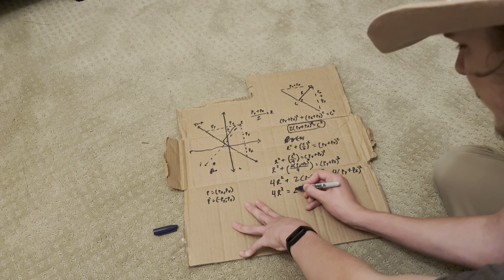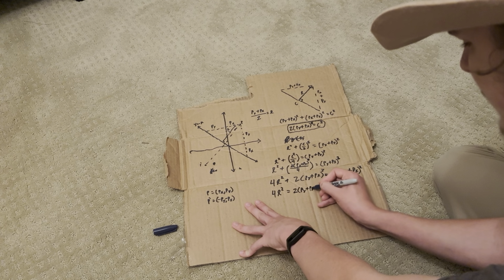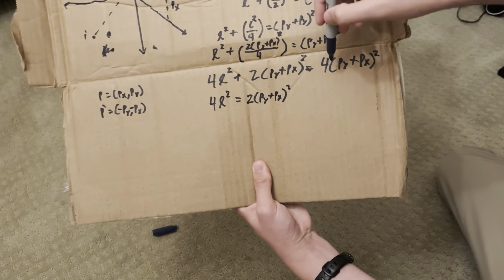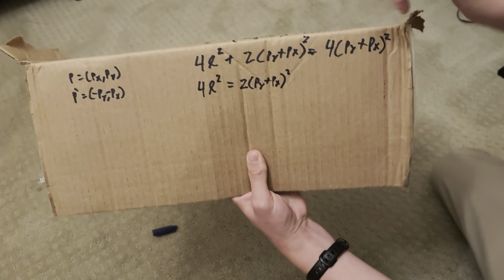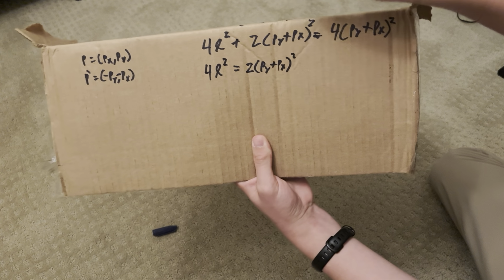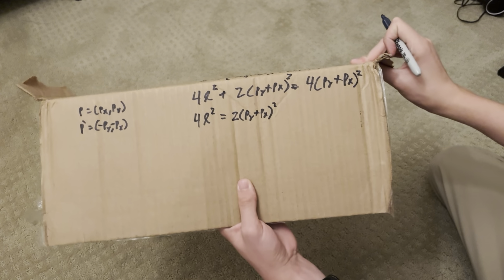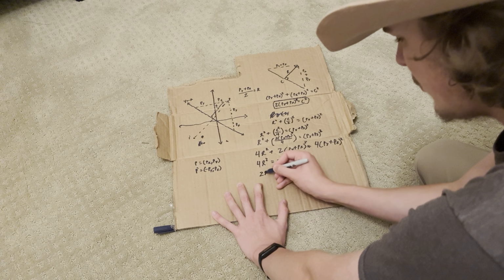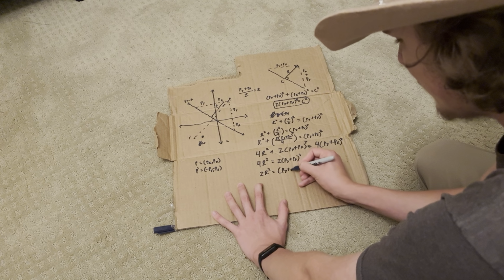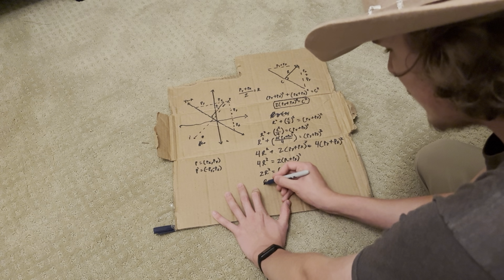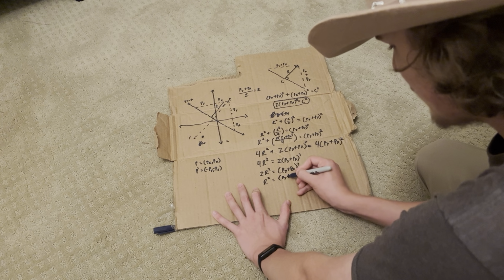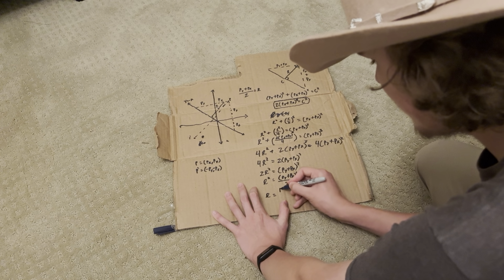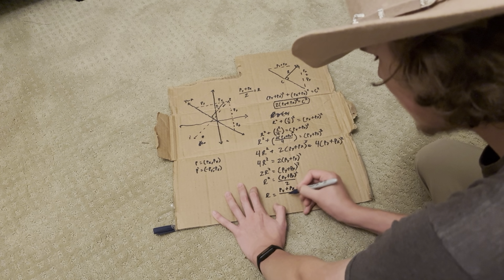4L squared equals 2 times py plus px squared. Why is it 2 times py plus px squared? Because 4 minus 2 is 2. So 4 of this minus 2 of this equals 2 of this. Does that make sense? So then we can divide by 2. So 2L squared equals py plus px squared. L squared equals py plus px squared divided by 2. L equals py plus px divided by the square root of 2.